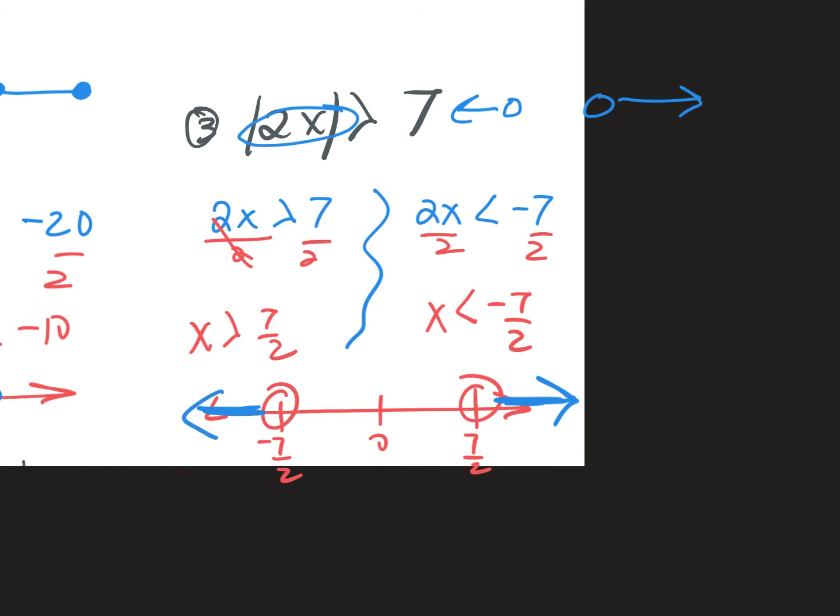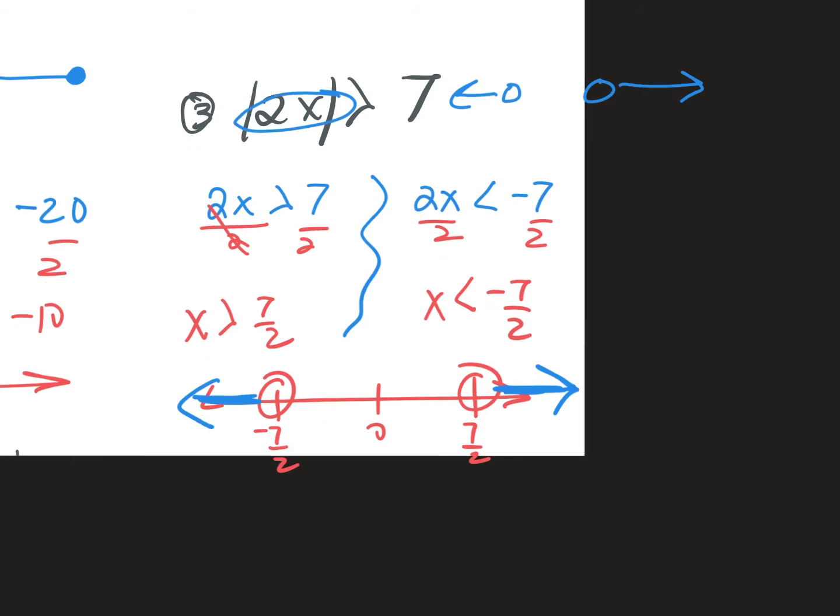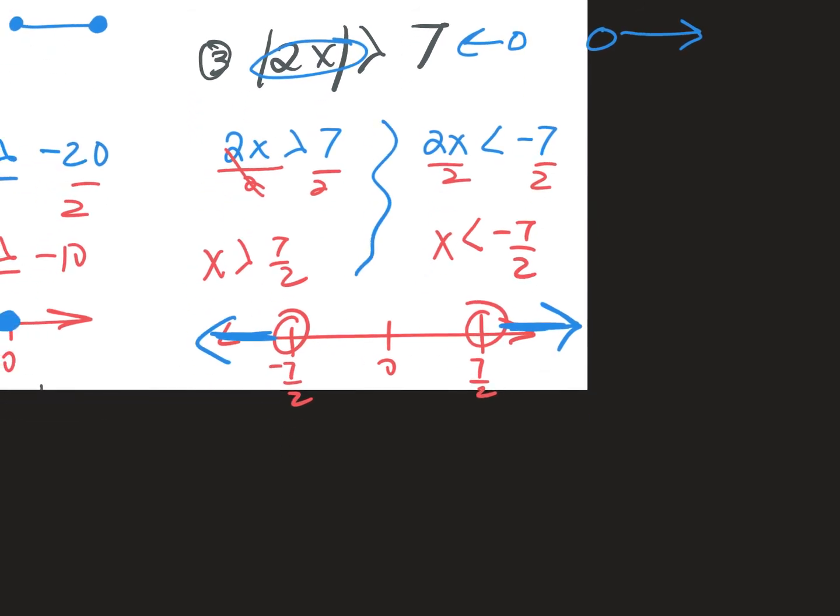So let's check to see if we did this correctly. What number is an easy number to plug in there? No, because it's greater. But what number is an easy number to plug in? 0. What's 2 times 0? What's the absolute value of 0? Is 0 greater than 7? No. Did I color that way? No.